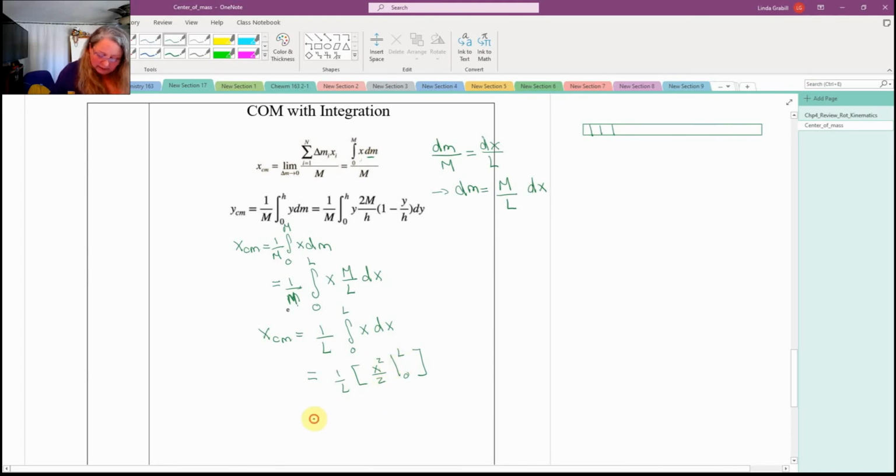So let's write this out. I get L squared over 2, just putting the L into the x, times 1 over L. Well, this gives me what? 1/2, or L over 2. 1/2 of the total length. So if I have something that's evenly distributed, it is going to spin easiest about the center of its evenly distributed mass.